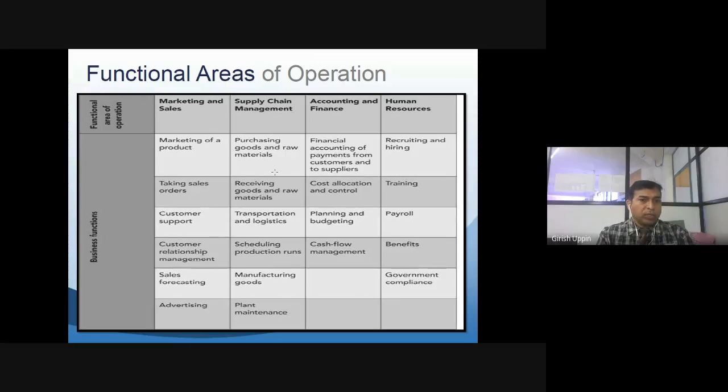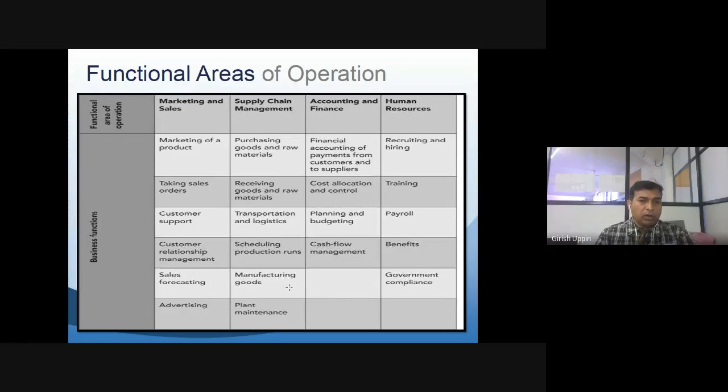Once they place the order, receiving the goods and raw materials, making sure that raw material is of appropriate quality, transportation and logistics, taking care of all the transportation and the logistic, scheduling production runs. So production runs is how the production of the products will happen. Based on the forecasting, they will plan accordingly how much production should be done, and accordingly they will put in the schedule.